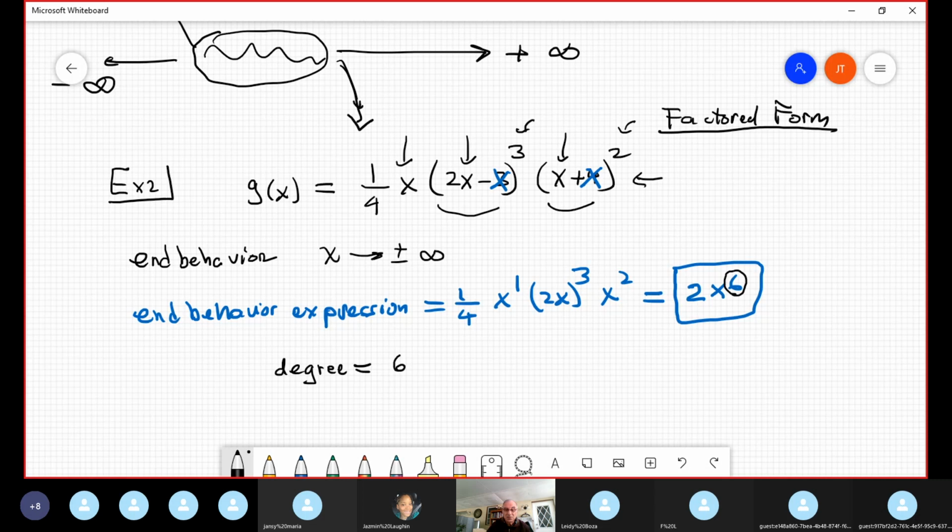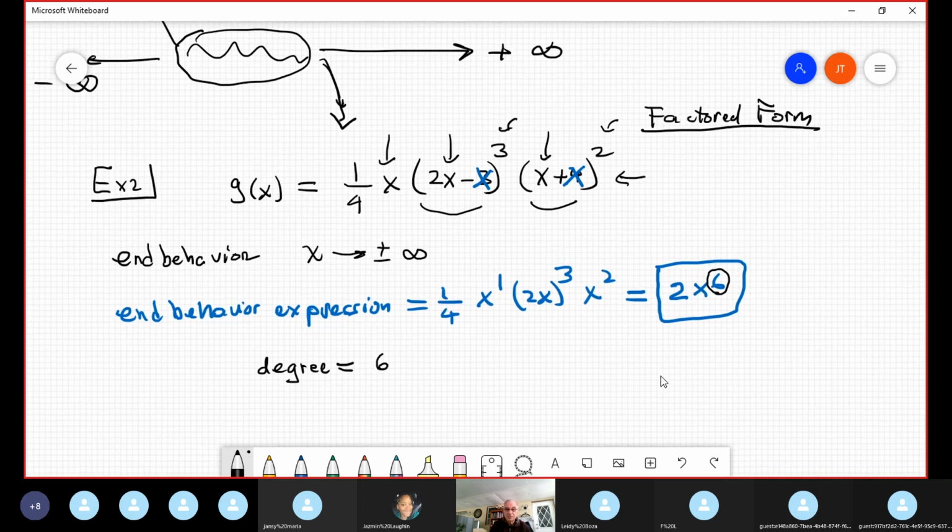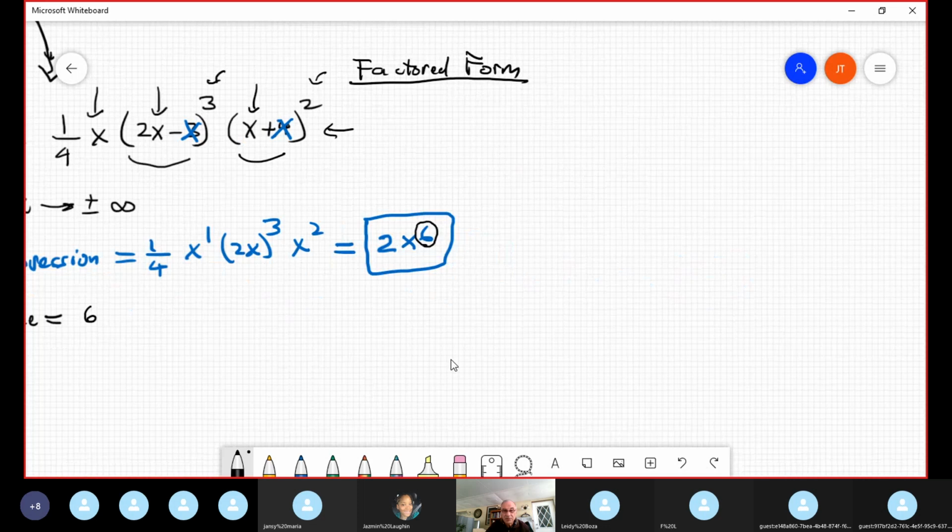So, this is the end behavior expression. And what is the end behavior graph? Well, I suppose that the end behavior graph, because the degree is even and the coefficient is positive, looks like that. I don't care about this part. It goes right up, left up.